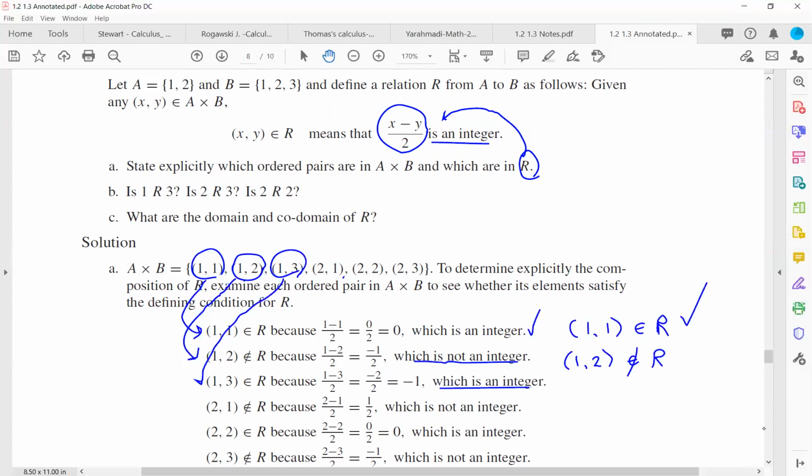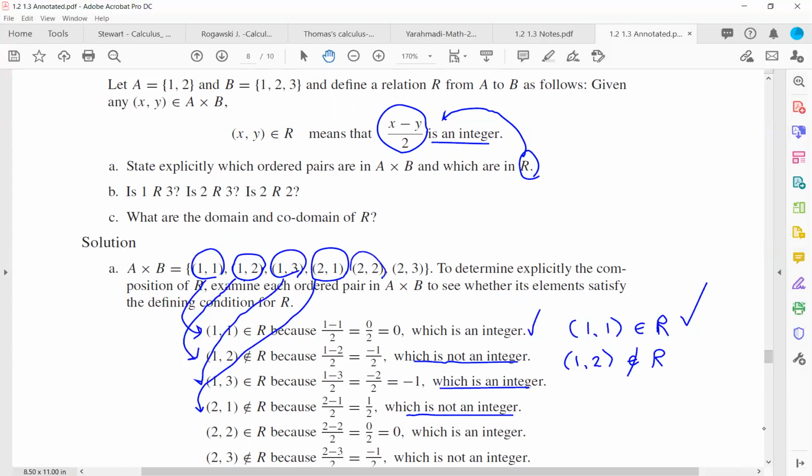Next point, 2 and 1. 2 minus 1 divided by 2 is a half, which is not an integer. This is just a rational number. So this point is not in R.